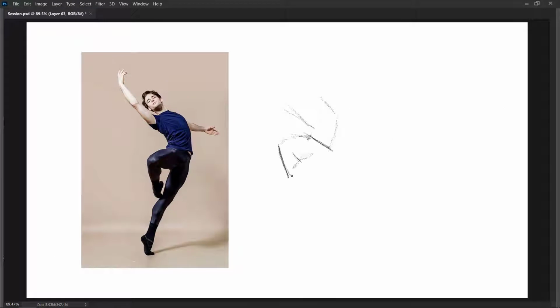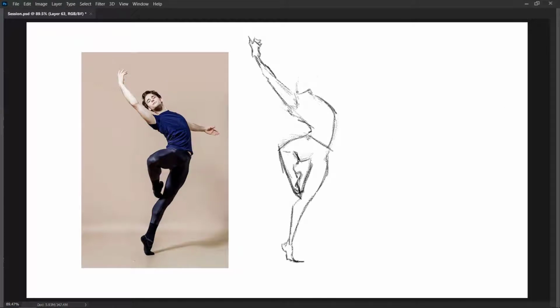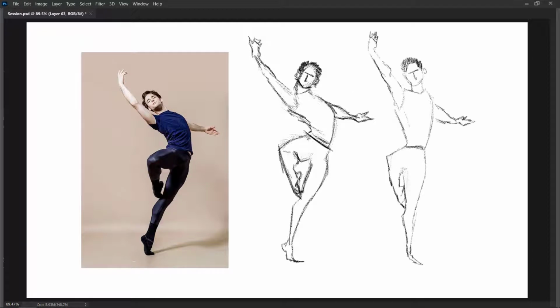Alternating twists of the head, rib cage, and pelvis give more life to your character, rather than using a less dynamic pose in your drawing.